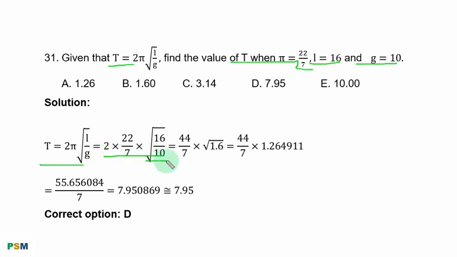If you divide here, you have root 1.6. 2 times 22 over 7 is 44 over 7. If you check this square root, you have this result. You multiply these two numbers, you have this result. Divide by 7, you have this result. To 2 decimal places or 3 SF, t is approximately equal to 7.95. The correct option is D.